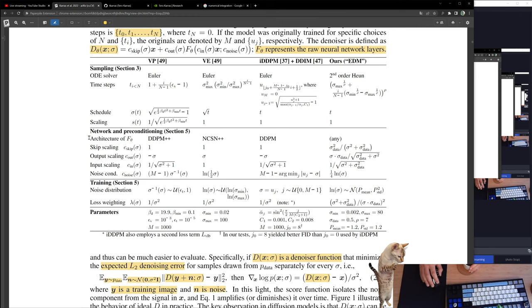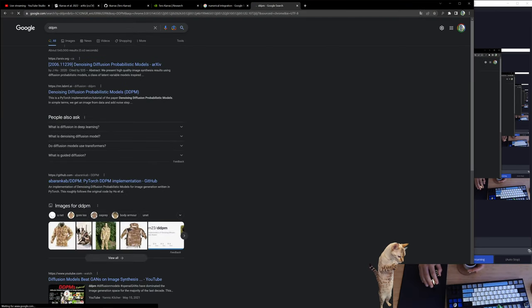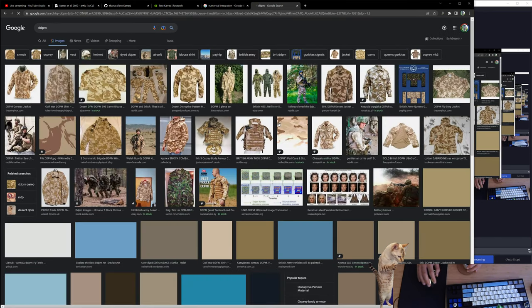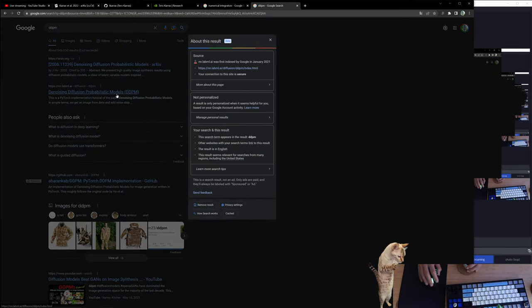They say the architecture you choose for the raw neural network, right? They say, okay, well, here these people are picking DDPM, right? Let's see if we can see a little network diagram for that. Denoising diffusion probabilistic models. Okay, so DDPM also apparently means desert tactical gear.